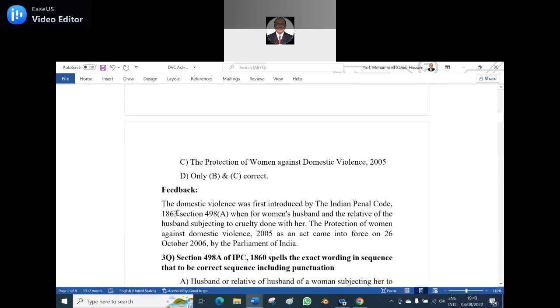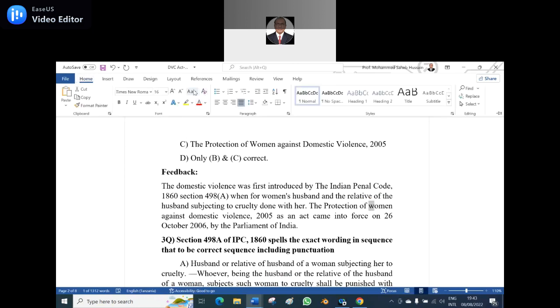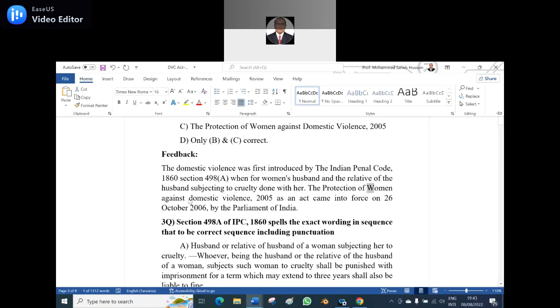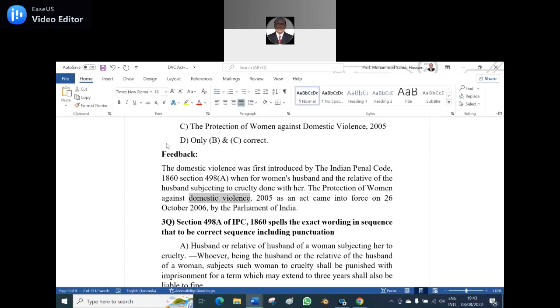It is not 1863, it is 1860. When the woman's husband and the relatives of the husband subject her to cruelty, the Protection of Women from Domestic Violence, you should not write W in small letter. It should be a capital letter. Are you following me? Say yes. Yes, sir. And again, the A in Act should be capital and Domestic Violence, D should be a capital letter. It should not be a small letter.